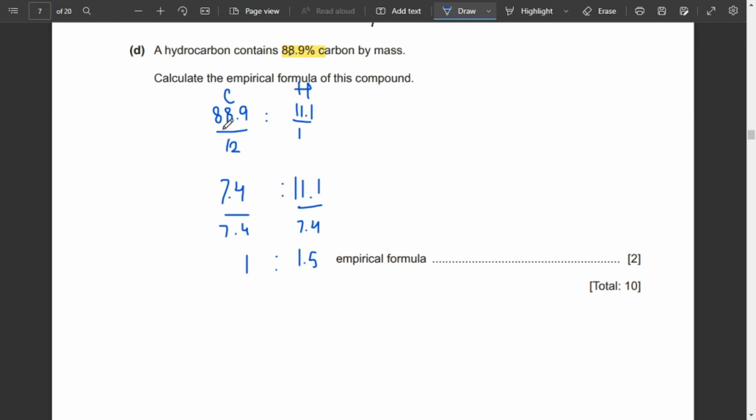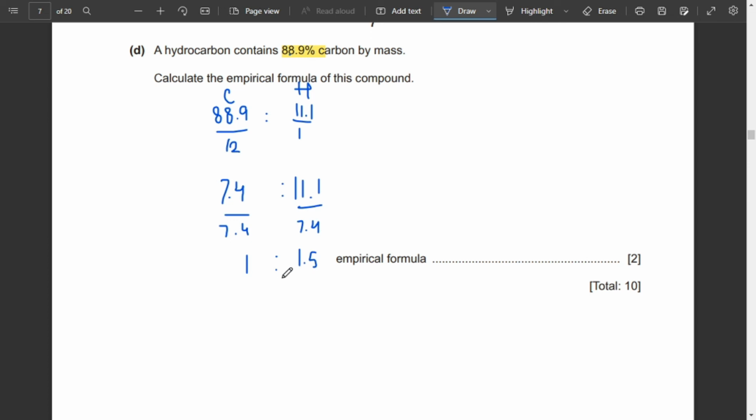Then we are going to divide it by the AR, the atomic mass, that is 12 for carbon and 1 for hydrogen. Then we are going to get two answers, divided by the smallest value. The smallest value here is 7.4. 7.4 divided by 7.4 and then 11.1 divided by 7.4. I hope it's understood till here.